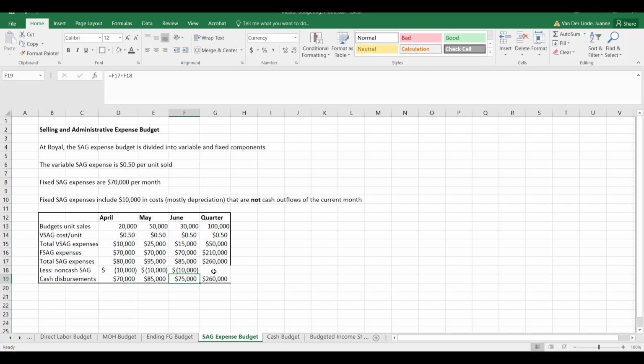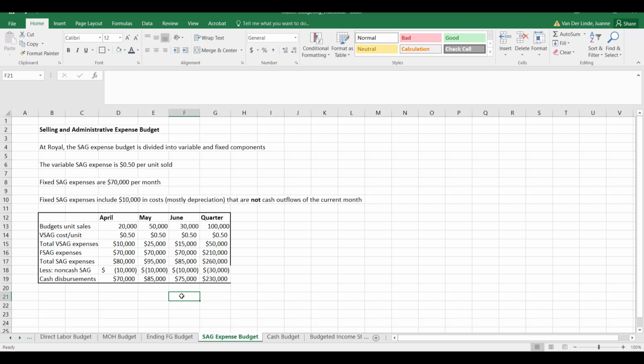But if we're looking at the quarter as a whole, of the $210,000 of fixed SAG expenses, that means $30,000 of that represents non-cash expenses or non-cash outflows. So 10, 10, and 10 is 30,000 here. So 30,000 of the $210,000 of fixed SAG expenses represents costs related to things like depreciation that don't require a payment of cash here. So the total cash disbursements for the entire quarter is $230,000, where the total SAG expenses is $260,000, and we have a breakdown here for each of these months separately.